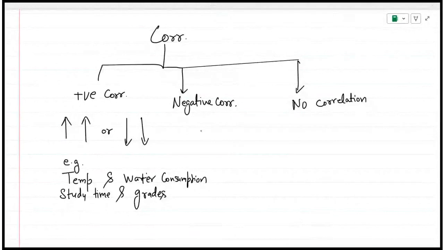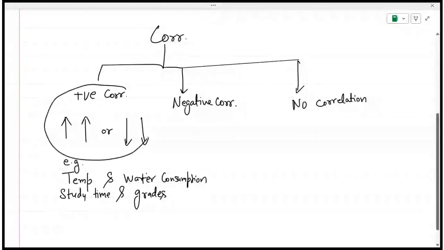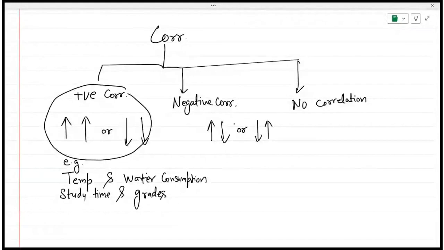Okay. Now I will discuss the meaning of negative correlation. In negative correlation, if one thing increases and the other one decreases, or the first one decreases and the second one increases, then we say there is a negative correlation.